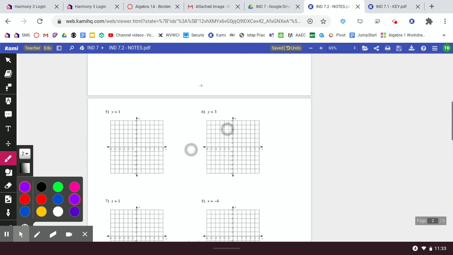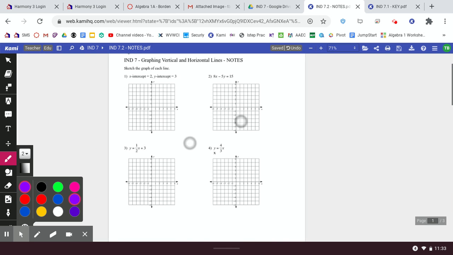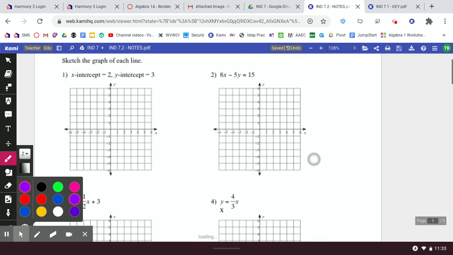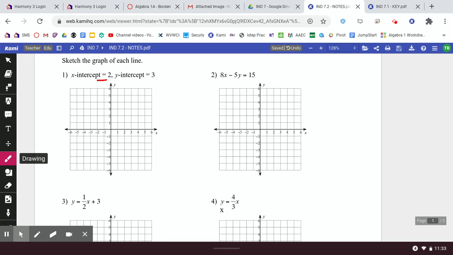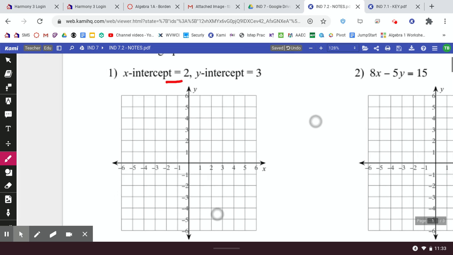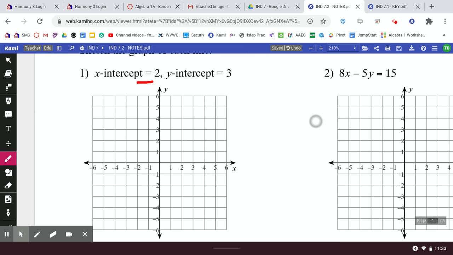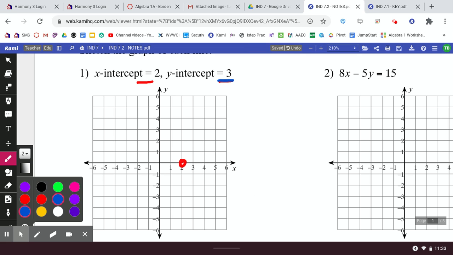All right, so let's look at these first examples. You don't have to write down. This is just kind of a review from last week as far as what we've been graphing so far. Our x-intercept here is +2. We put a point at +2. Our y-intercept is 3, we put a point at +3, and we connect them. Okay, pretty straightforward graphing intercepts. And again, you don't have to put these in your 3-ring binder. This is just a review.